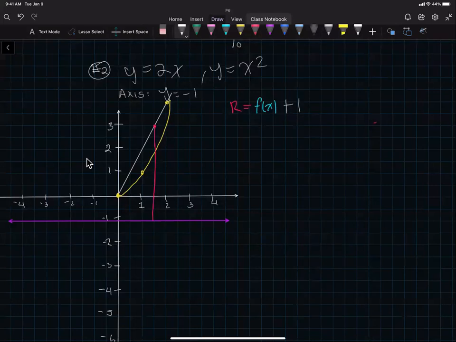f of x plus 1 is correct, right? Someone already gave it to us. They're saying that f of x is 2x, so then this has to be 2x plus 1. Now I need to figure out what I'm going to subtract. Well, first of all, I need to know what is it that is being rotated. So what's being rotated is this part. So I'm going to subtract from it a disk that has the radius of the green part.